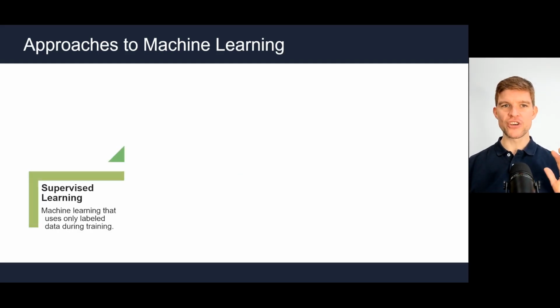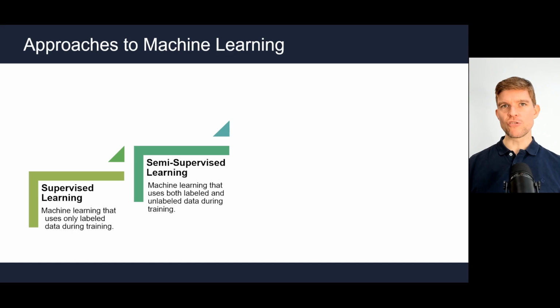Approaches to machine learning. We start at the lowest level with supervised learning. This is machine learning that uses only labeled data during training. In other words, when you're feeding the system different images of animals, we're telling the AI system, this is a dog, this is a cat, this is a dolphin. And it's then going to be able to look at new images and infer from that the ones that are closest to the images that it knows to be dolphins. They live in the water. That might be a good hint.